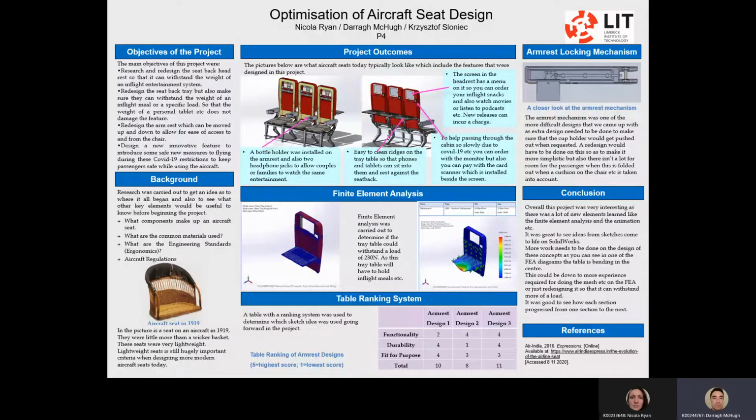The CAD model we designed can be seen here under project outcomes. It included an immovable armrest, a tray table which will withstand a certain force, and an in-flight entertainment system.